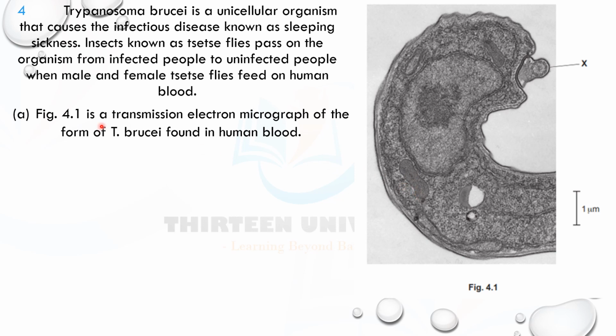It says Fig 4.1 is the transmission electron micrograph of the organism. So if they wanted to calculate the magnification, that's what this is trying to say, but it wasn't added. So magnification using a scale bar: how do you calculate it? You measure the length of the scale bar.